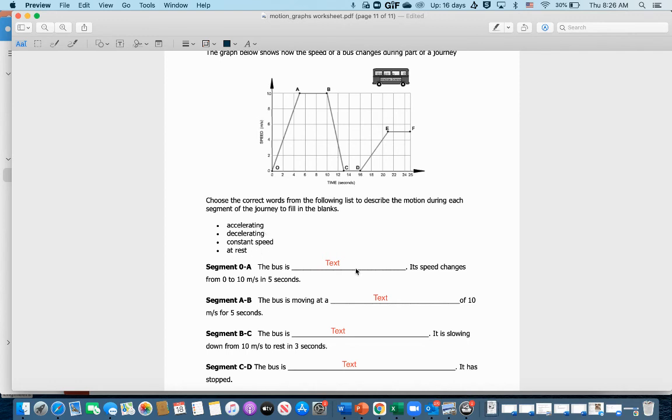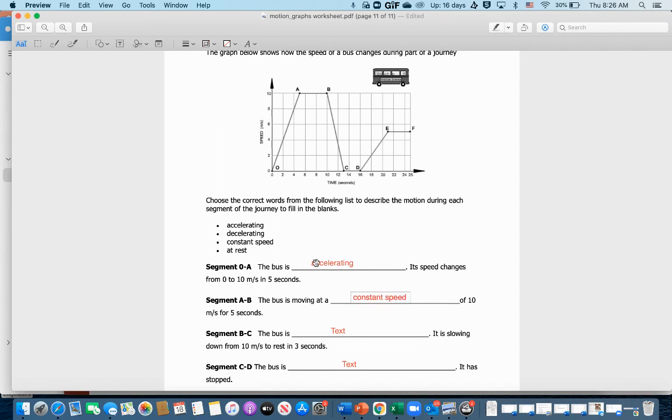I'm going to call that accelerating, right? As speed increases over time is acceleration. So the bus is accelerating from 0 to A. Then I'm looking from A to B. So it starts at 10 meters per second. It ends at 10 meters per second. So what's it doing? It's staying at a constant speed here.